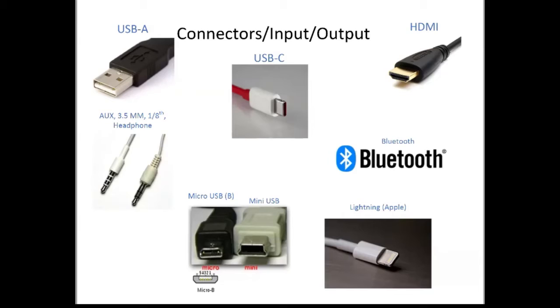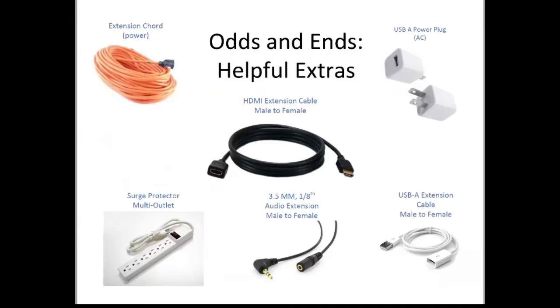You can also connect to devices in facilities via Bluetooth, micro or mini USB, or if you use Apple products, Lightning. And here are the helpful odds and ends that we always keep in our box for what we call hybrid meetings, which is several people in one space. We like to keep an extension cord and surge protector. You might need extension cables of some sort, like HDMI or 3.5 millimeter. We always keep extra USB adapter plugs to make sure that our equipment is powered up.